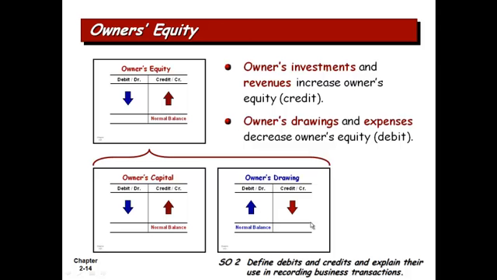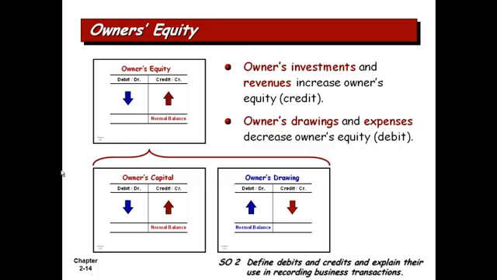Owner's equity. Owner's investments and revenues increase equity, which is a credit, normal balance. So owner's equity consists of investments from the owner and revenues from the normal course of business. Those both increase owner's equity. Owner's drawing and expenses decrease owner's equity. So there's two that increase and there's two that decrease equity. The latter, drawings and expenses, will decrease equity.